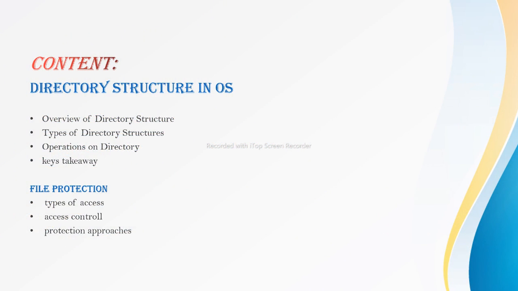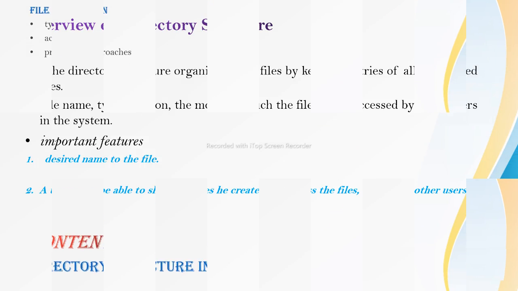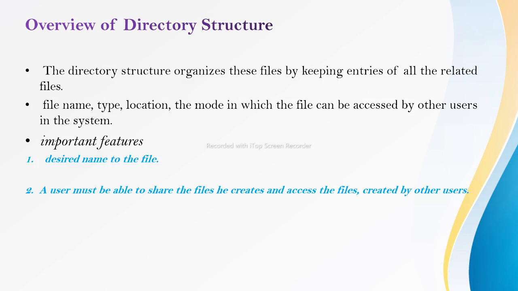The subtopics that should be covered in this presentation are as follows. In directory structure: overview of directory structure, types of directory structures, operations on directory structure, and key takeaways for quick revision of this session. In file protection, we are going through the following topics: types of access control, and protection approaches. Now, first of all, we are going through the overview of directory structure.